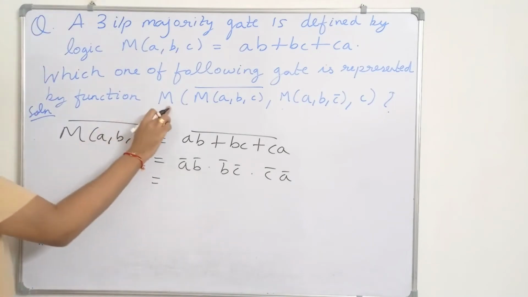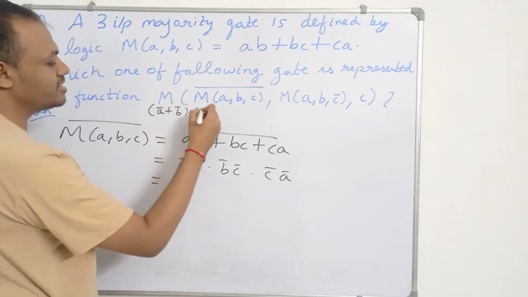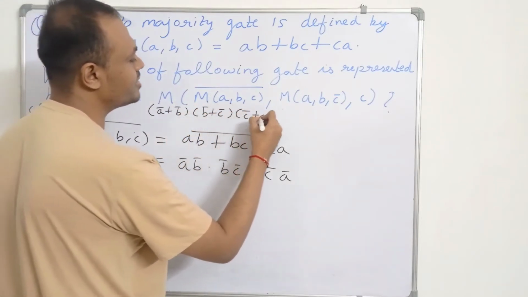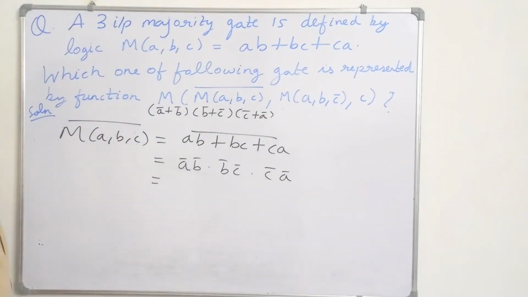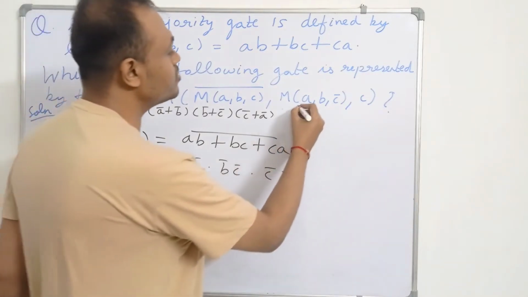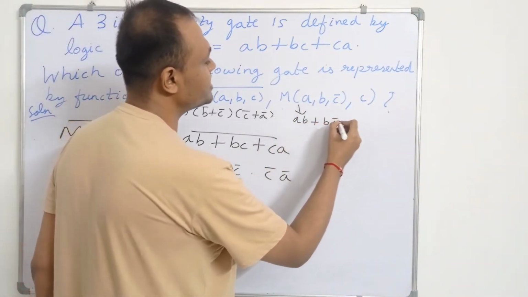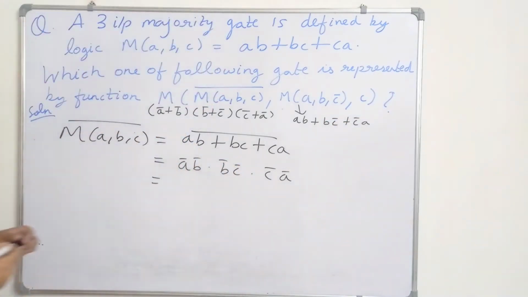So I am writing it here. This is equal to (A bar plus B bar) dot (B bar plus C bar) dot (C bar plus A bar). M of A, B, C bar will be equal to AB plus BC bar plus C bar A, and this is C only.